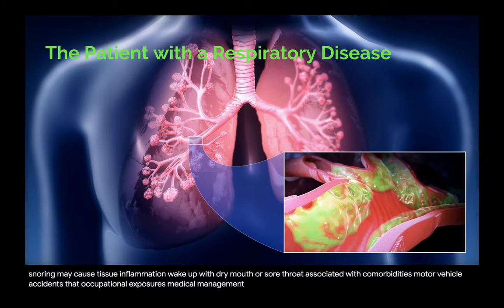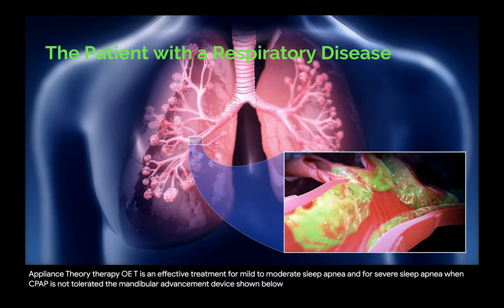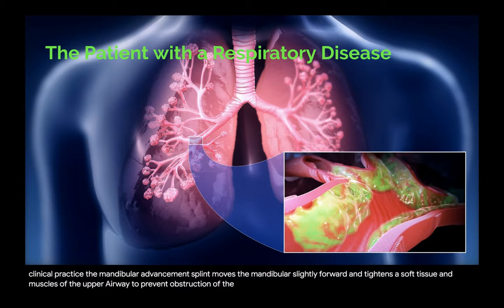Medical management: continuous positive airway pressure, CPAP machine. Oral appliance therapy, OAT, is an effective treatment for mild to moderate sleep apnea and for severe sleep apnea when CPAP is not tolerated. The mandibular advancement device shown below is the most common form of oral appliance used in clinical practice. The mandibular advancement splint moves the mandible slightly forward and tightens the soft tissue and muscles of the upper airway to prevent obstruction of the airway during sleep.